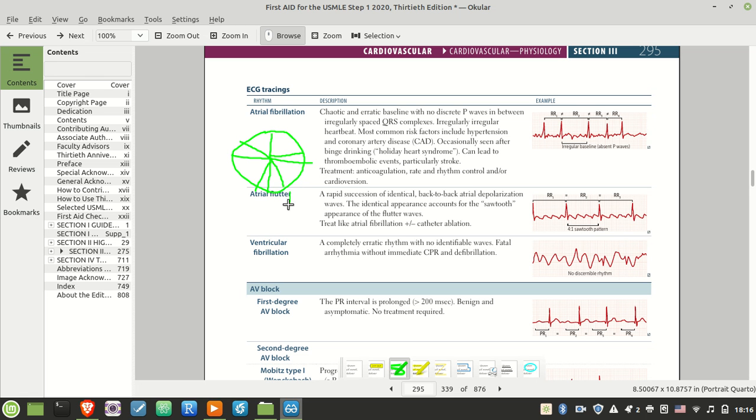This is lead 2. This is lead 3. This is AVR. I'll just write R. This is AVL. This is AVF. And it's just important to know kind of what you're looking at and why things positively or negatively deflect.